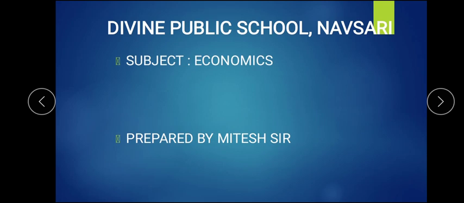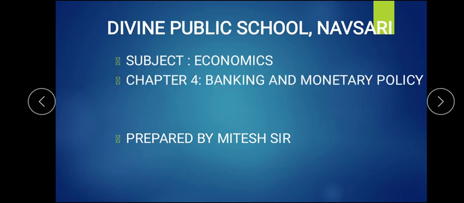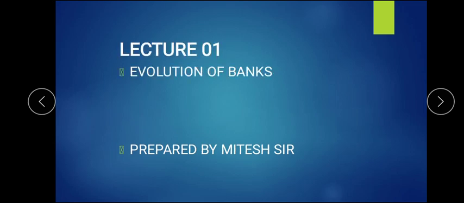In economics, today we are going to start with the fourth chapter, that is banking and monetary policy, as we have completed the three chapters. Now, in banking and monetary policy, we are going to learn today about evolution of bank, that is how bank came up, how the word bank came up, how it has been established, where the first bank was established.